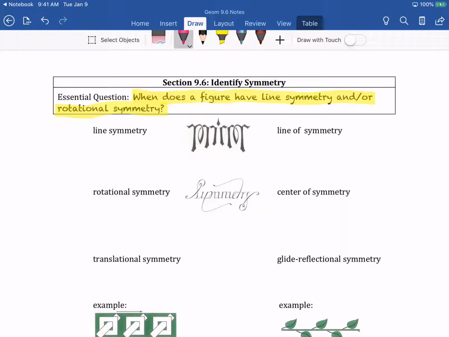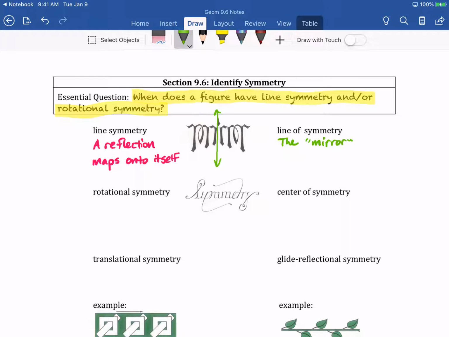So the first thing is line symmetry. And line symmetry is simply a reflection that maps onto itself. What I mean by that is, if we made a vertical line right here through this figure, you'll notice it's the same exact shape on the left and the right of that line. So this is the line of symmetry, or in other words, the mirror.